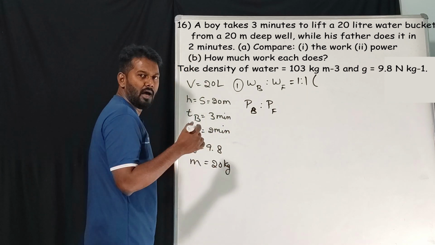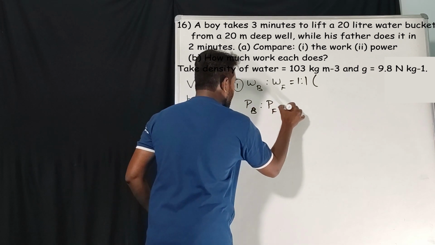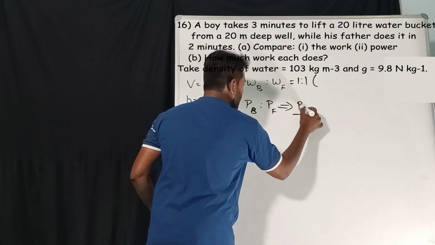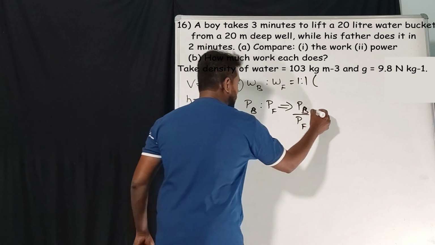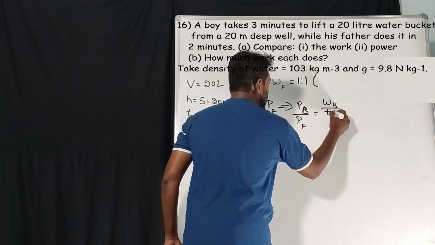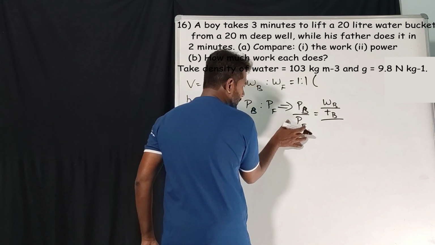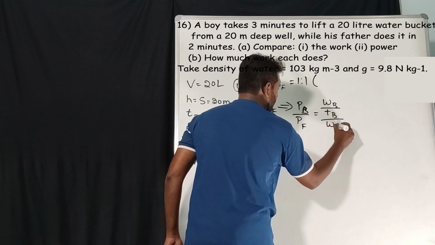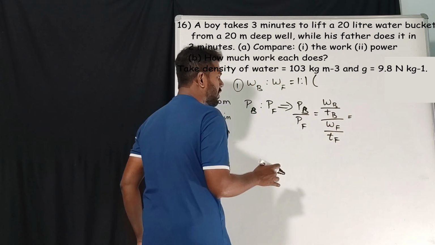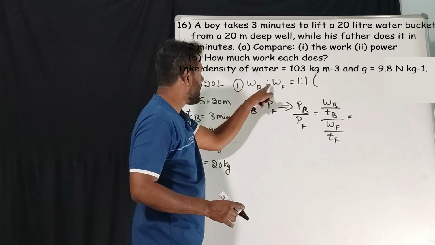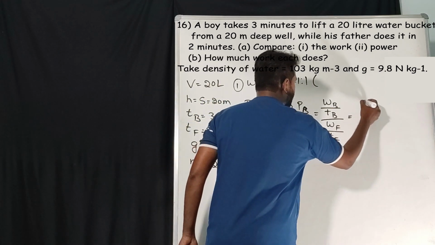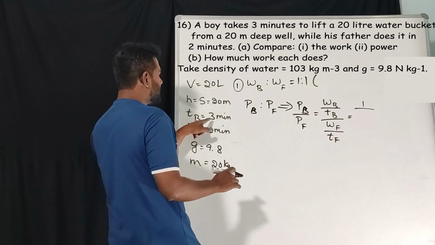Okay, for this one, the ratio we can convert into a fraction. Power spent by the boy over power spent by the father is equal to work done by the boy by time taken by the boy, over work done by the father by time taken by the father. Work done by the boy and work done by the father are the same, correct? So instead of WB and WF, we will replace it with 1. Next, time taken by the boy is 3 minutes.